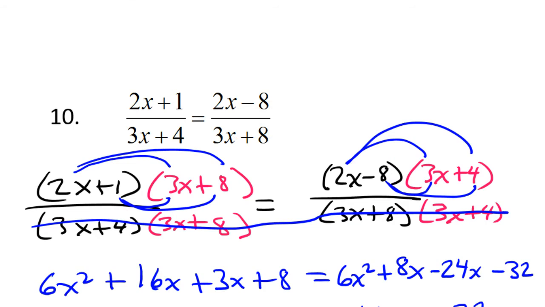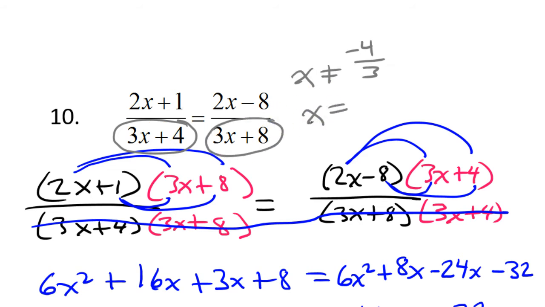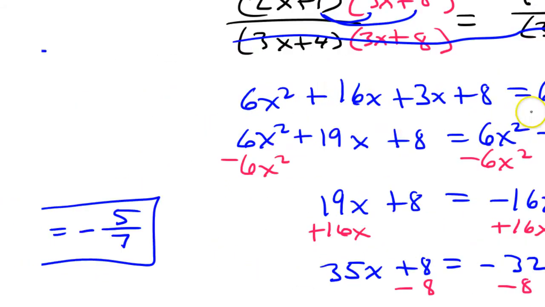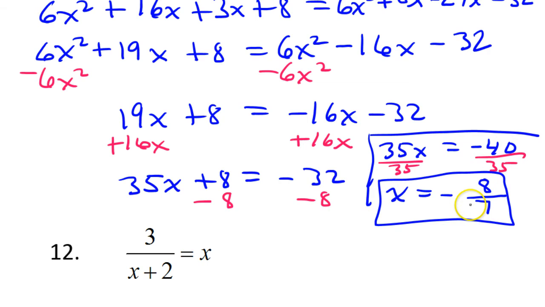If I set this equal to 0 and solve, I'm going to get x cannot equal negative 4 over 3. If I set this equal to 0 and solve, I get x cannot equal negative 8 over 3. So these are my excluded values, my restrictions. And this is not either one of those. So this is good.